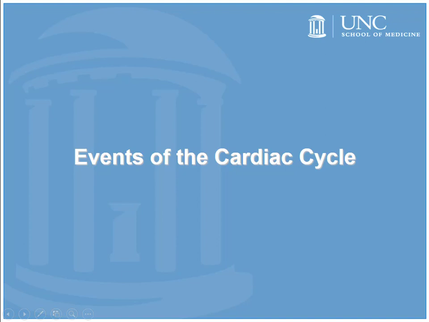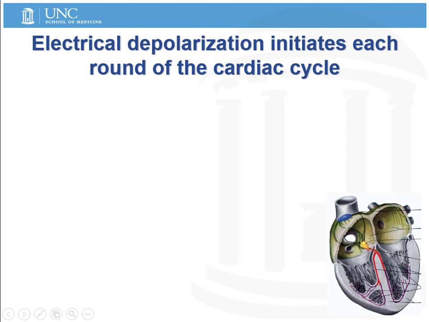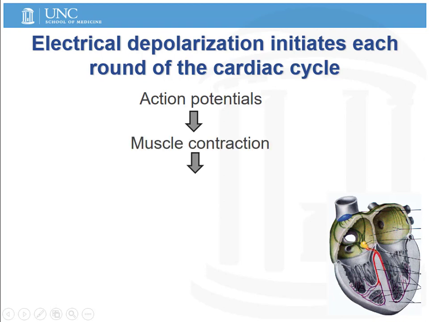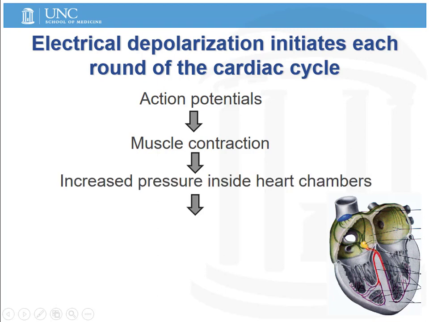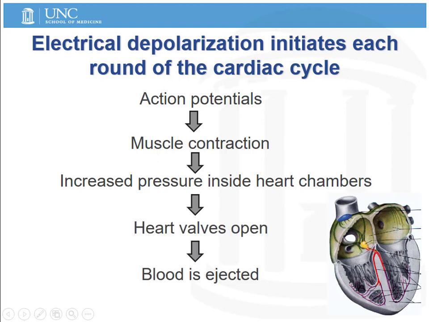The cardiac cycle includes all the events in the heart that occur with a single heartbeat. Electrical depolarization is coupled to mechanical contractions that work to pump blood. These electrical depolarizations, or action potentials, are what initiate each contraction. Contraction of cardiac muscle causes increased pressure inside each of the heart's chambers, and these increases in pressure cause the heart valves to open and ultimately lead to the ejection of blood.